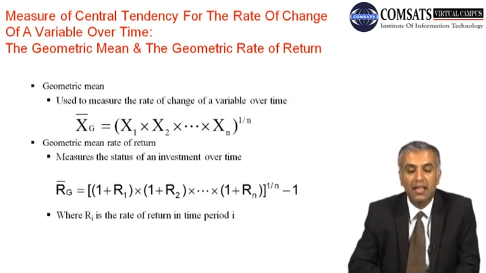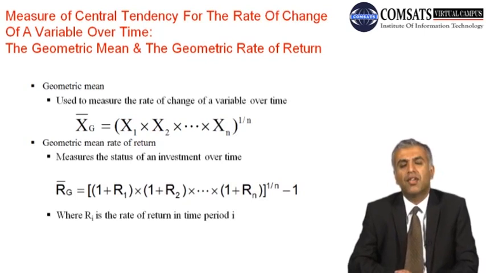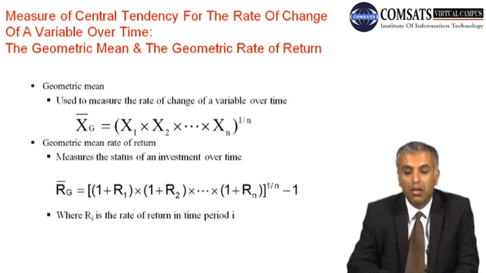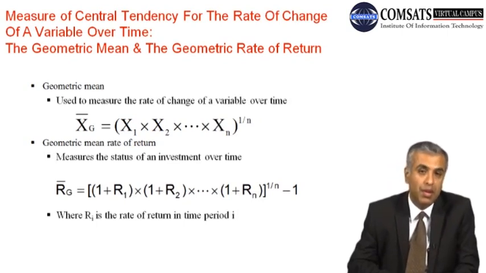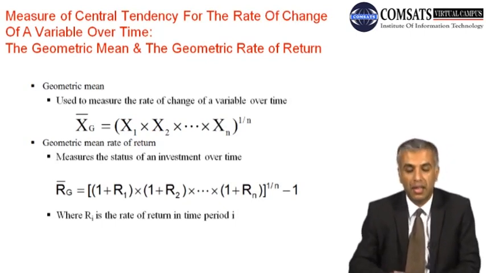And then we have the geometric mean rate of return, and it measures the status of an investment over time. It is represented by rg bar, and then we have a certain formula which is used to calculate the geometric mean of a certain number of values. Now here r is the rate of return of a certain period of time, which is normally represented here with I.